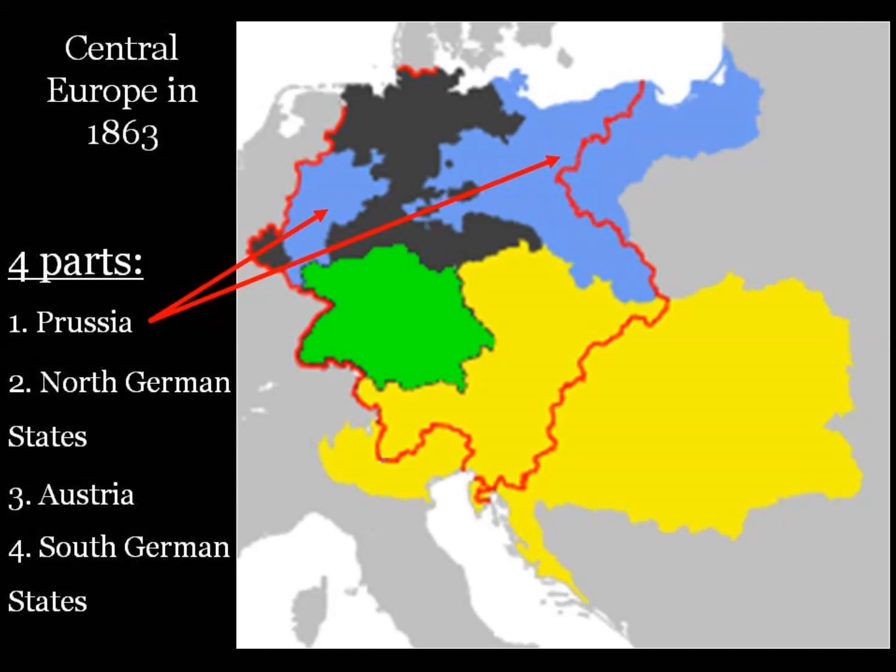In order to follow the train of events that culminated in German unification, I want to start by providing a ridiculously simplified map of Central Europe in 1863. This area could be roughly divided into 4 regions or parts.